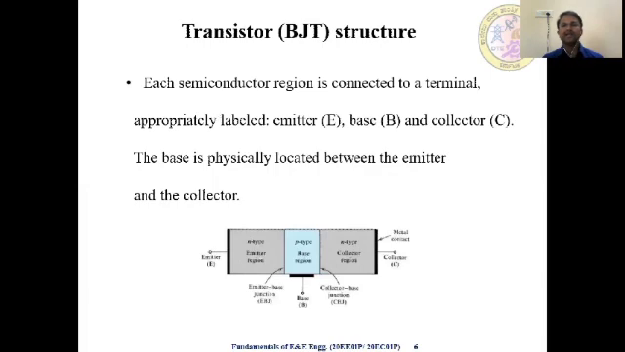And each semiconductor region is connected to a terminal appropriately labeled emitter, base, and collector. As I mentioned earlier, the base is physically located between the emitter and the collector. As you can see in the picture, emitter is the first part, base comes between that of emitter and the collector, and collector is at the last.